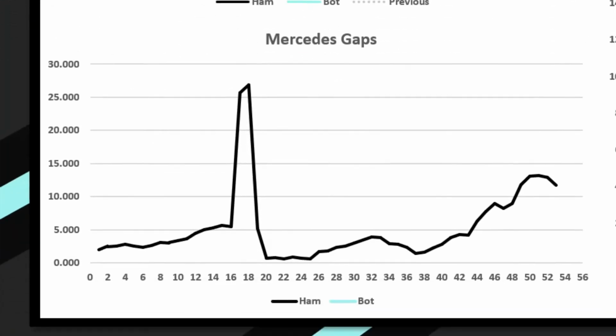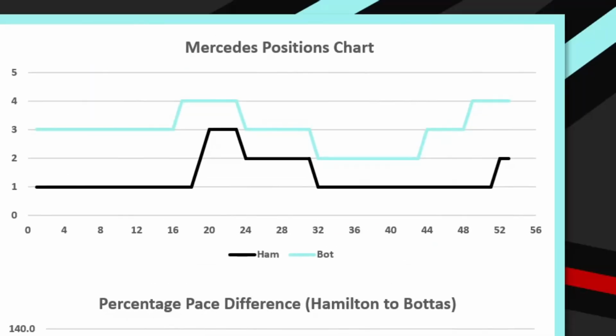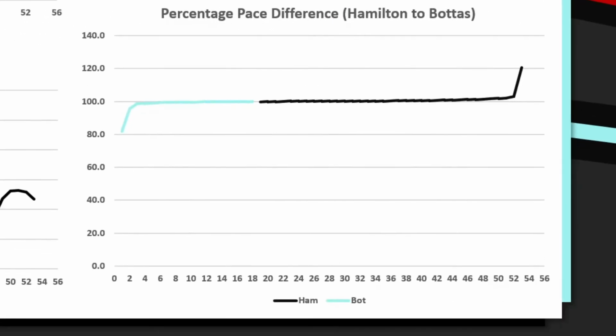But then moving to the graph just below, this is the gap on every single lap of the Grand Prix. We can see it's vaguely fluctuating, and especially when they come in for a pit stop. Then the graph in the top right is just their positions on every single lap. And then the graph in the bottom right is their pace percentage difference.